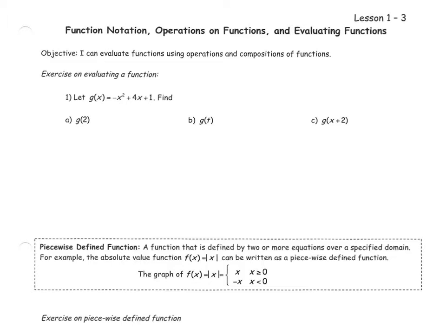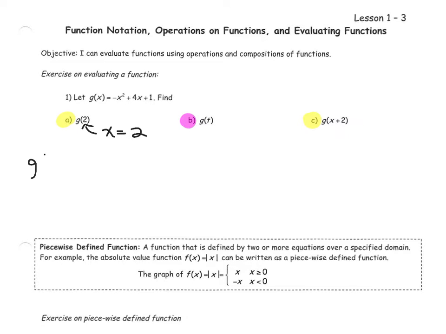We're going to start by evaluating the first function. So I have g of x is equal to negative x squared plus 4x plus 1. And let's do part A together. So we have g of 2. So this is my input, really, where x is equal to 2.